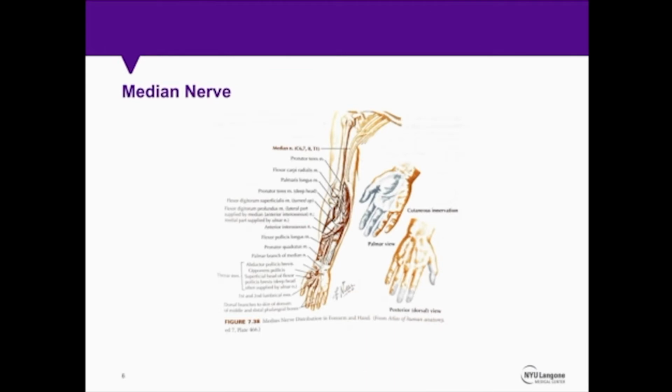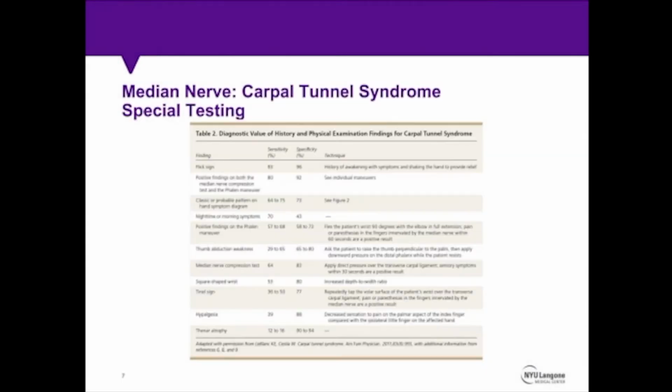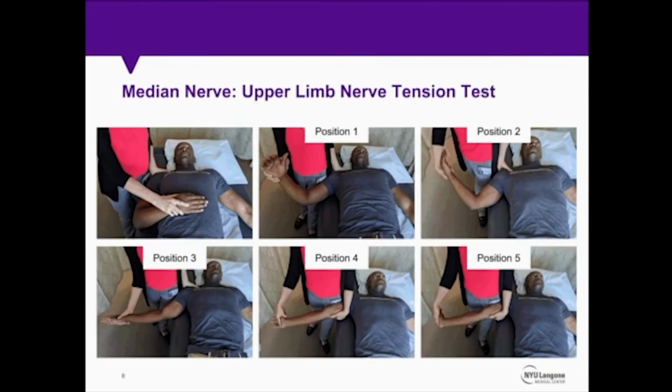So let's talk specifics about the median nerve. So again, we will perform a battery of provocative tests such as Phalen's, Tinel's, and Durkan's to best understand how the patient is presenting. One of which is the upper limb nerve tension test, and these 6 pictures demonstrate the tension test maneuver for the median nerve.